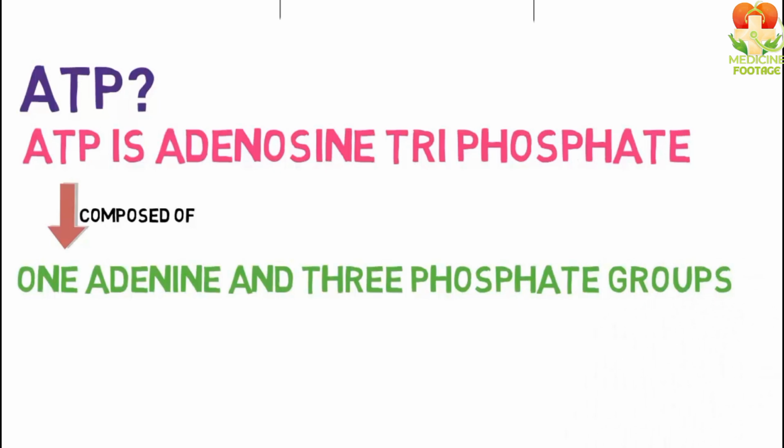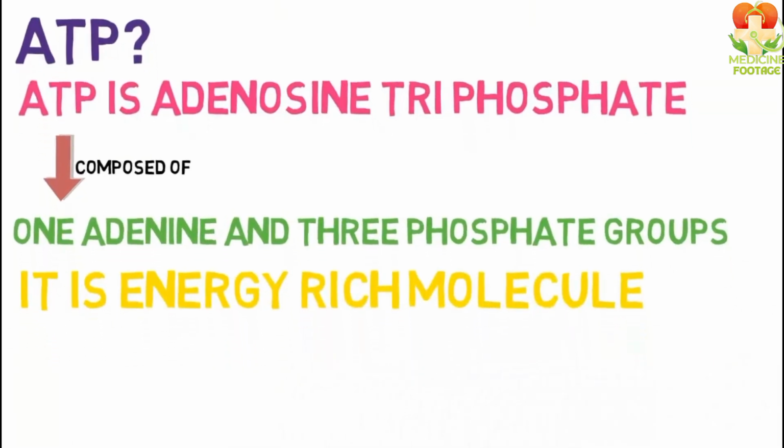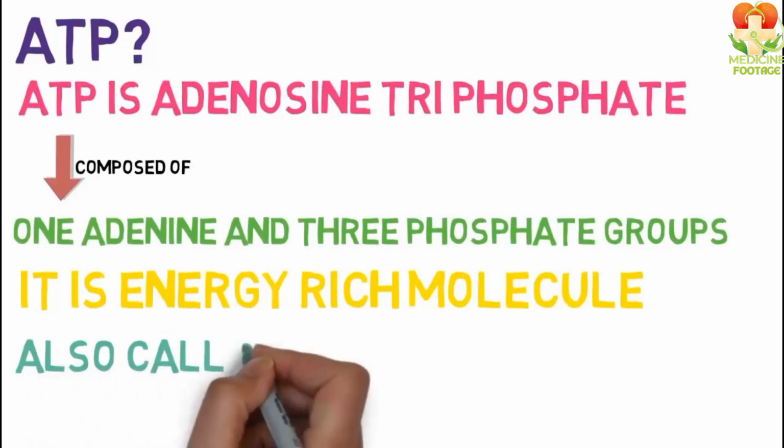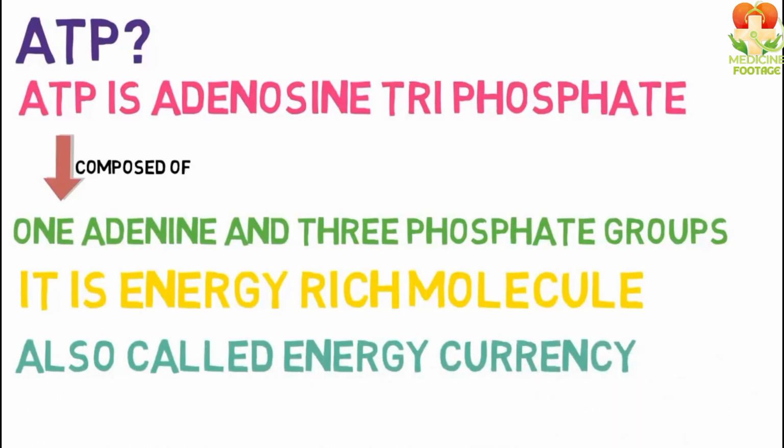What is ATP? ATP is an energy-rich molecule. It is a molecule of energy. That is why it is also called the energy currency. This means for any function in our body, energy is needed. That energy currency is ATP. Just like in daily life, we use money to buy things. In the body, energy currency is needed to buy anything, and that is ATP.